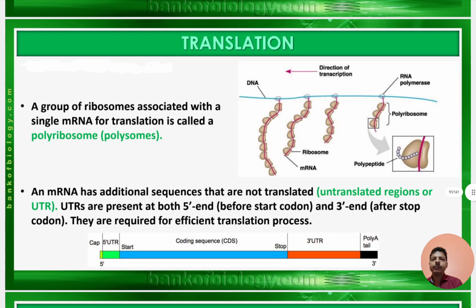Then a group of ribosomes associated with a single mRNA for translation is called a polyribosome or polysome. Here you can see the diagram. An mRNA has additional sequences that are not translated, called untranslated regions or UTR. UTRs are present at both the 5' end, before the start codon, as you can see, and the 3' end, after the stop codon. They are required for efficient translation.